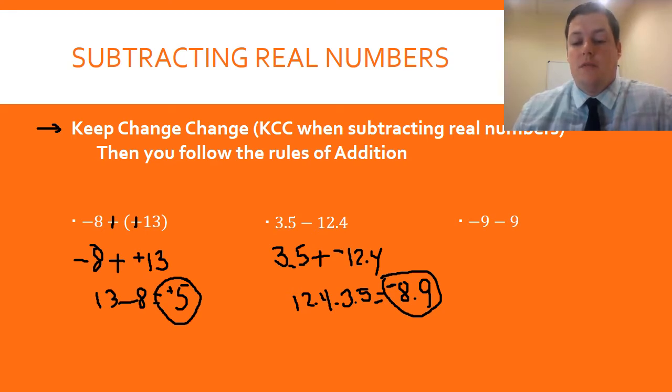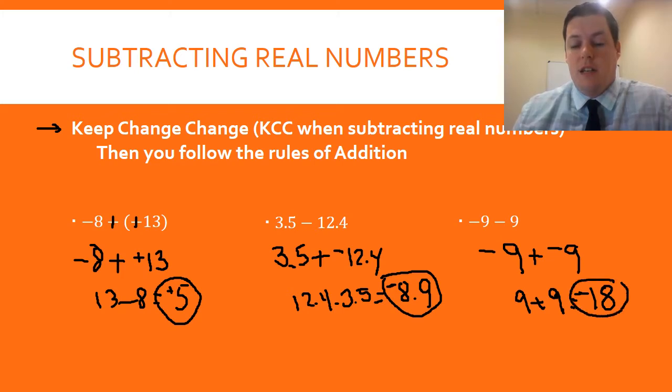One more example. We have negative 9. We're going to keep the first number. We're going to change the operation. We're going to change the value of the second number. Keep, change, change. Negative 9 plus negative 9. Signs are the same. We're going to add. So 9 plus 9 is 18. We're going to keep the sign of the larger one. Well, they're both the same, but they're both negative, so we can keep that sign. So our answer here is negative 18.